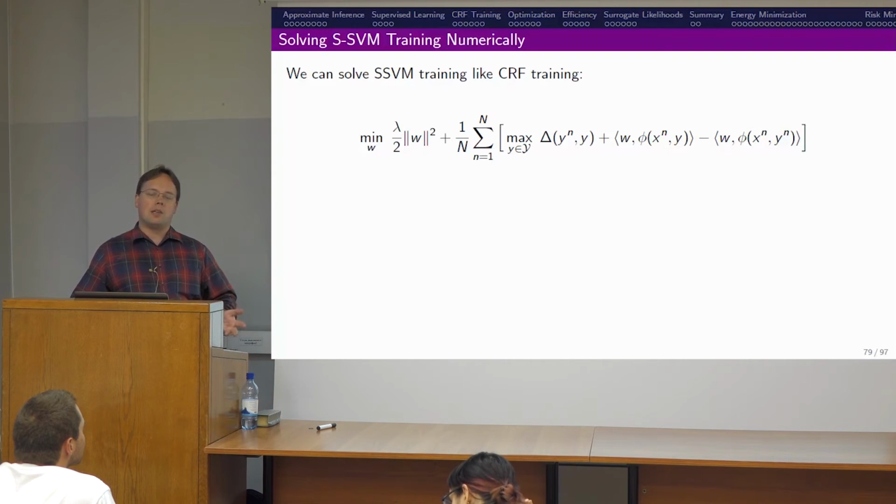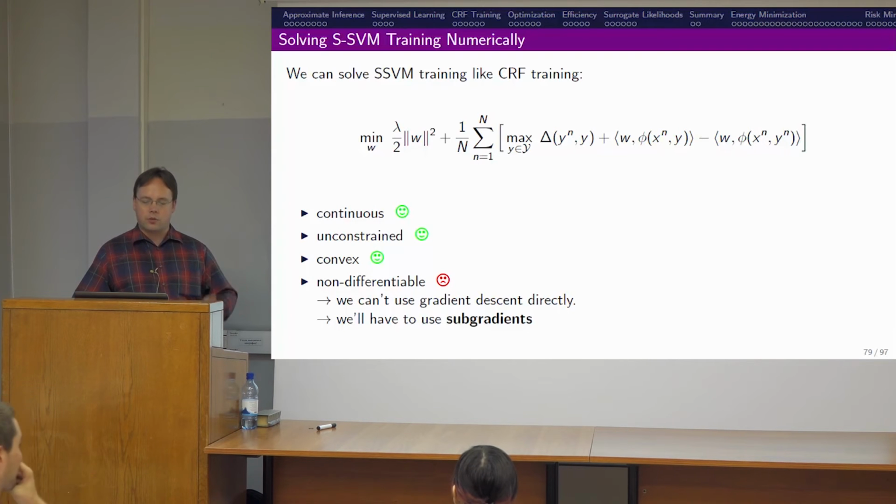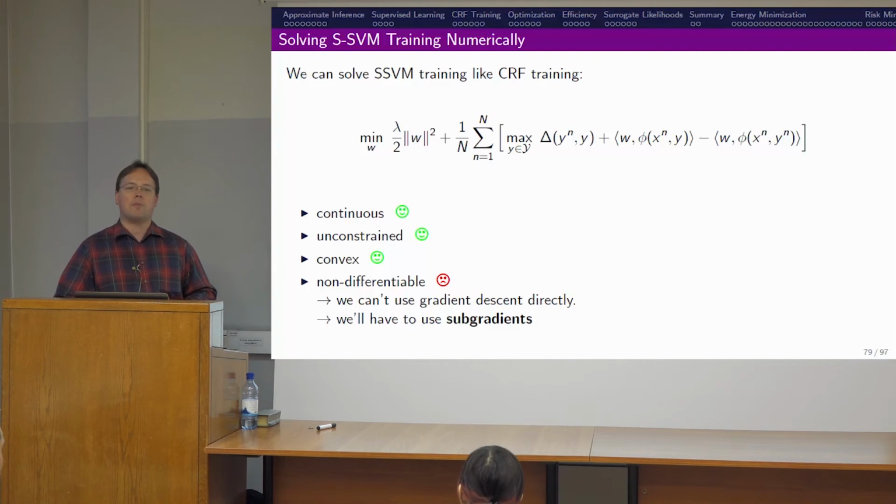We can do gradient descent on this. Well, not quite, because it is continuous, unconstrained, and convex, but it is non-differentiable. Why is it non-differentiable? Well, because you have linear functions, and the maximum over many linear functions is not differentiable. So we cannot use gradient descent, but we can rely on so-called subgradients.